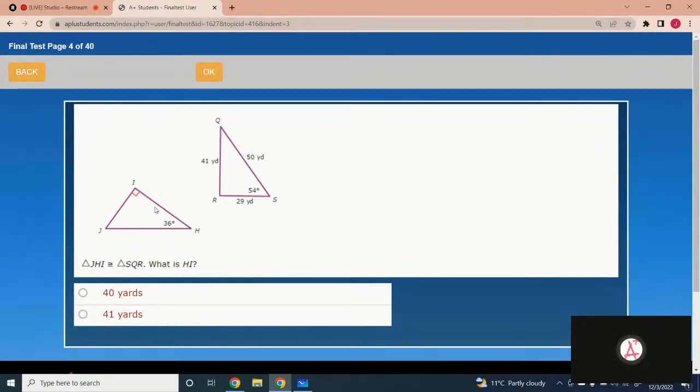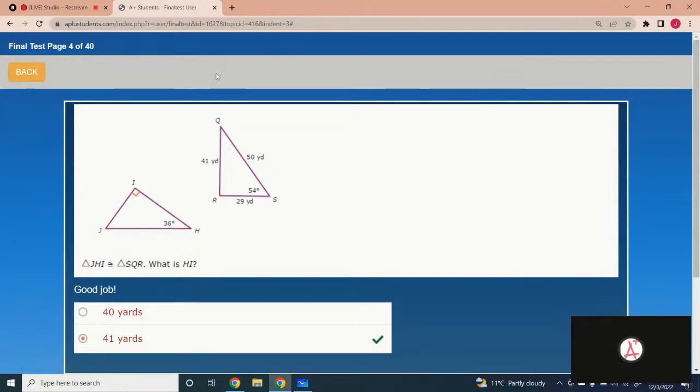Got it? Just select the correct option, then click on the OK button. So it would be 41 yards. Just select the correct option, then click on the OK button.